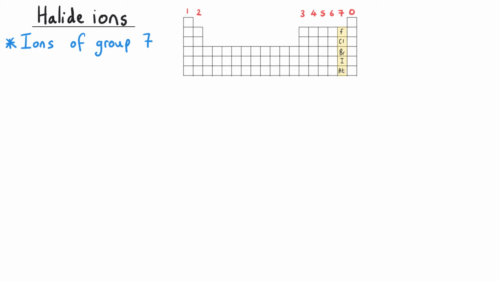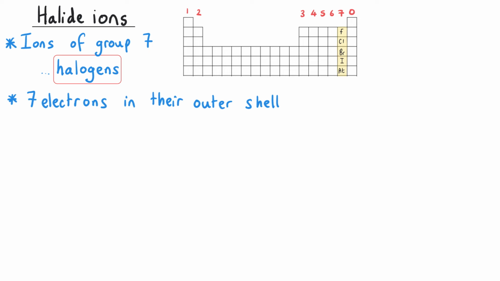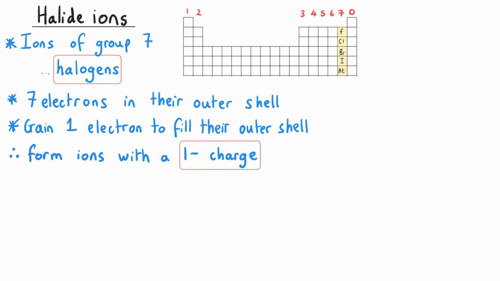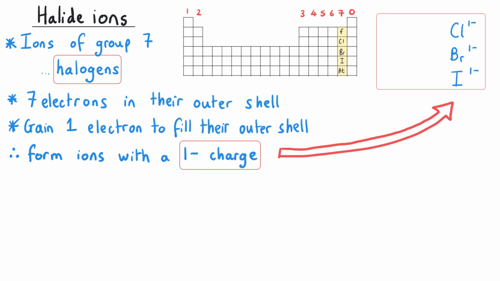The halide ions are ions of the group 7 elements, which are known as the halogens. Group 7 elements have 7 electrons in their outer shell, which means that they need to gain 1 electron to fill their outer shell. Since electrons are negatively charged, the halogens form ions with a 1- charge. The ones that you need to know about are Cl-, Br-, and I-.